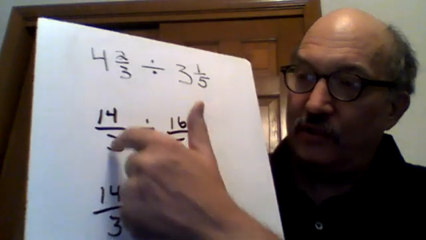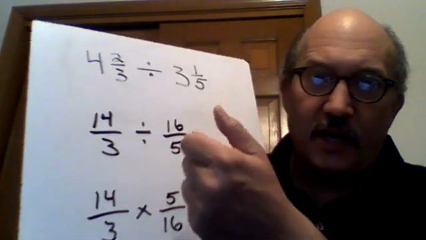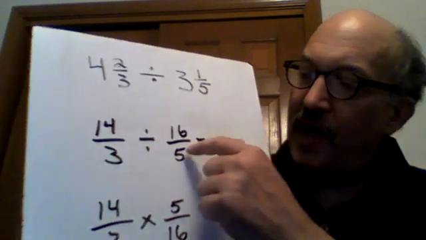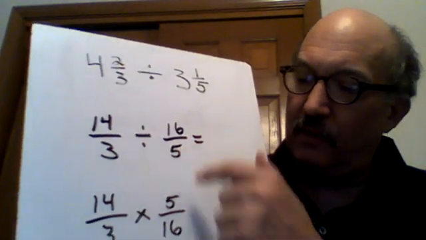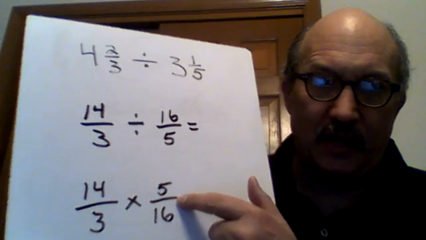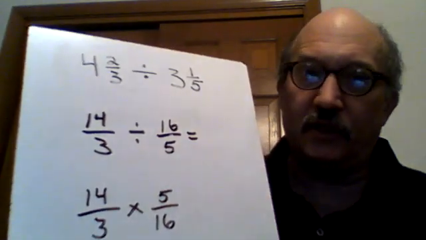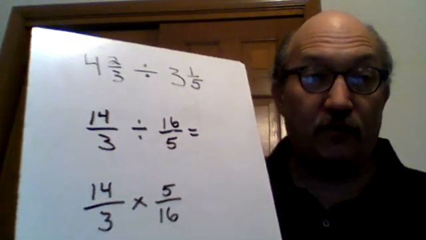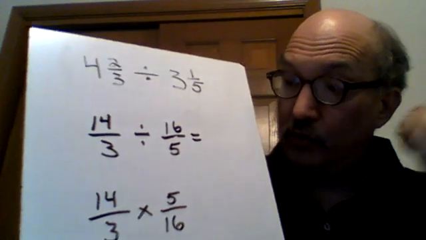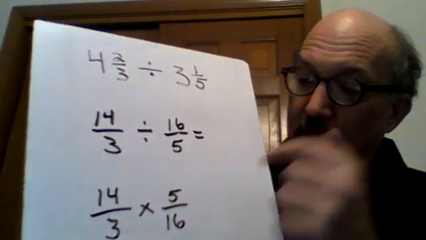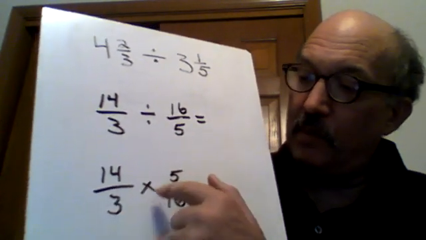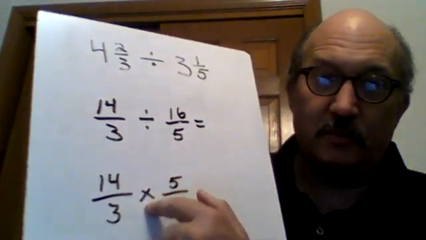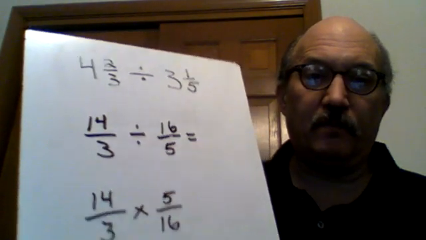Keep that first fraction the same. Flip the second one and multiply. To divide by the 16/5, multiply by the 5/16, which is the reciprocal of the 16/5. There's a nice little phrase that is sometimes used. Keep, change, flip. Keep the first fraction the same, change the division to a multiplication, and flip the second one.